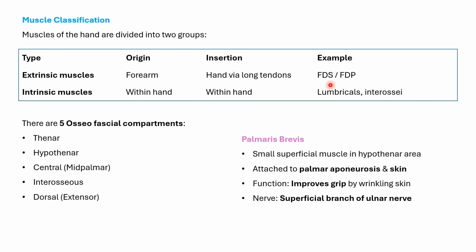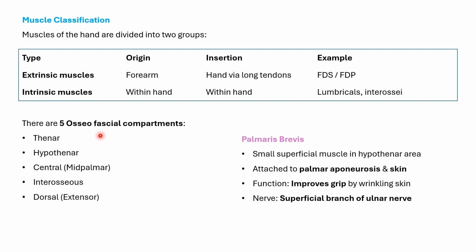Extrinsic muscles are flexor digitorum superficialis and flexor digitorum profundus. Extrinsic muscles we already learned in the forearm region. Intrinsic muscle examples are lumbricals and interossei, and also there are many other muscles in the hand region. We learn about intrinsic muscles because the extrinsic muscles we already covered in the forearm region.